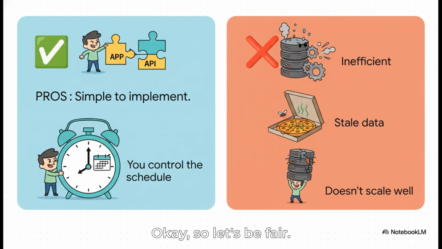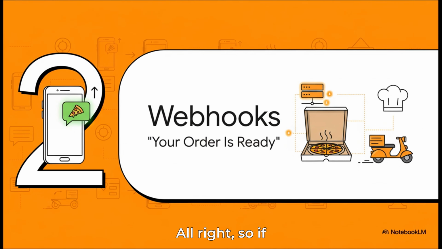Okay, so let's be fair. There are pros and cons here, right? On the plus side, polling is really simple to set up. Just about any API in the world will support it, and you're totally in charge of how often you check for updates. But the downsides, they're pretty major. Your data is almost never in real time. It's incredibly wasteful, and as your app gets bigger and more popular, this whole model just falls apart. It just doesn't scale.